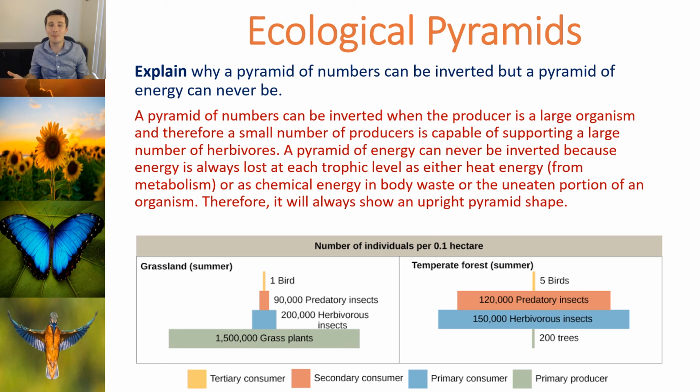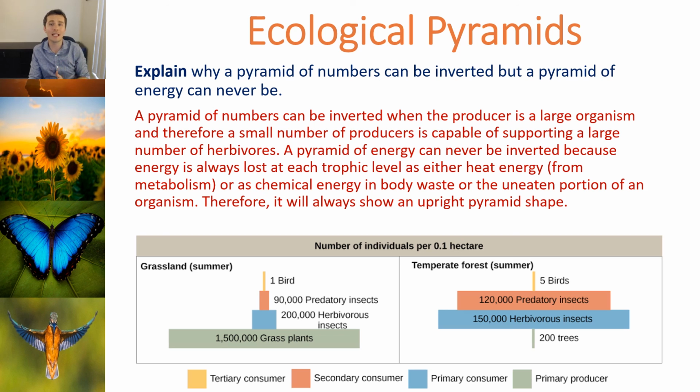So a pyramid of numbers can be inverted when a producer is a large organism, and therefore a small number of producers is capable of supporting a large number of herbivores. So if I have a certain amount of trees here, they might be very large, but I only need few of them to support many insects. Okay, in one tree, I could have hundreds of insects living.